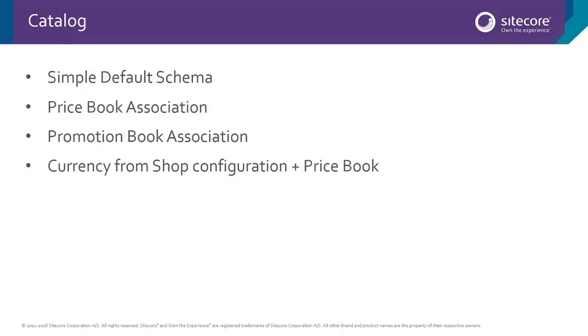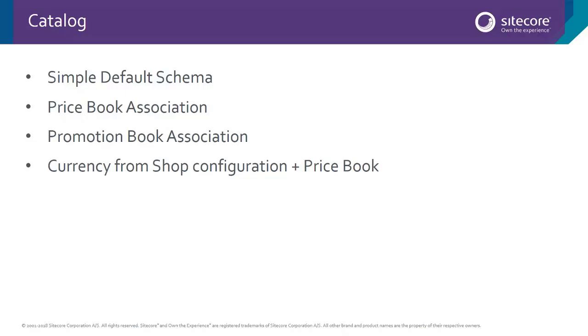So let's talk about the catalog in a bit more detail. For Experience Commerce 9, we've simplified its schema. The pricing and promotion functionality that you're familiar with from Sitecore Commerce 8.2.1 is still there. You can associate price books and promotion books to a catalog. That means that although you can set list pricing on the sellable items and their variants, you can also override that with richer pricing rules from the Experience Commerce pricing system.